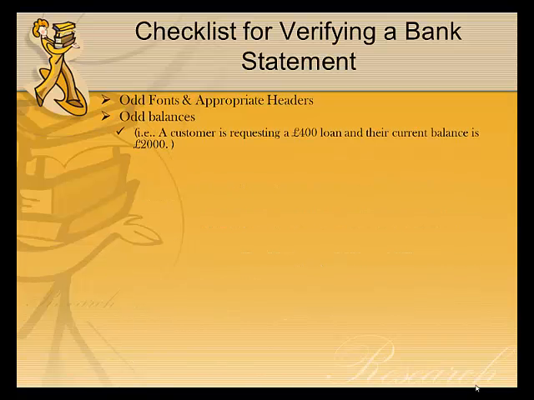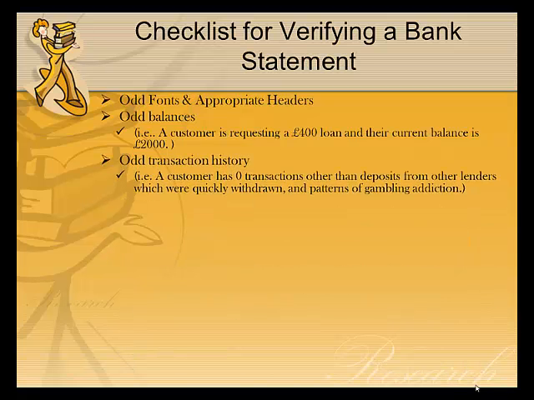Next, we want to verify the balances. Odd balances is if a customer is requesting £400 for a loan and their balance is already £2,000. Now, there is possibly a chance that the customer is making a major purchase, possibly a car, things for the home, etc. But we don't decline the customer for these reasons, but it is a reason for suspicion.